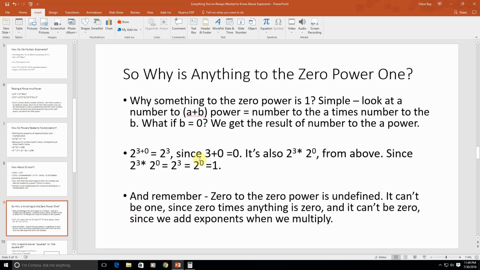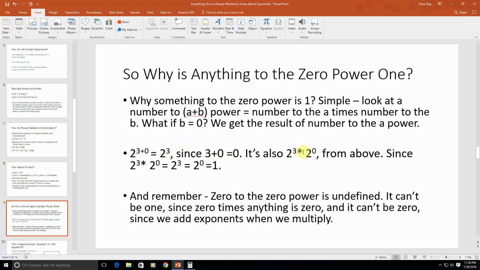All right, so you're asking, hey, John, you promised to explain why anything to the 0 power is 1. I'm glad you asked. The reason that something to the 0 power is 1 is because if we take a number to the a plus b power, we know that's equal to the number to the a power multiplied by the number to the b power. So what if b equals 0? Well, then we just have the number to the a power. So plugging in numbers, 2 to the 3 plus 0 is equal to 2 to the 3, which is 2 cubed, since 3 plus 0 equals 3.